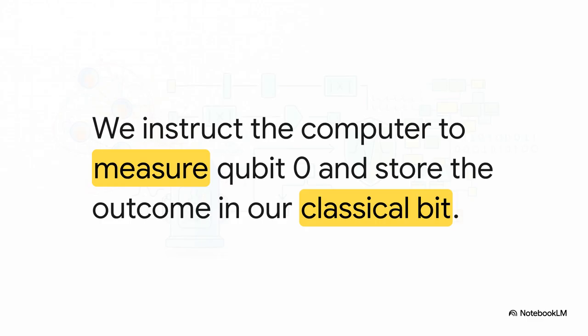And of course, what's the point of doing all this if we can't get an answer? So this last line, qc.measure, is pretty straightforward. It just tells the computer, okay, time's up. Look at that first qubit, figure out if it's a 0 or 1, and write the result in that classical bit we saved. And believe it or not, that's it. We've written a quantum program.